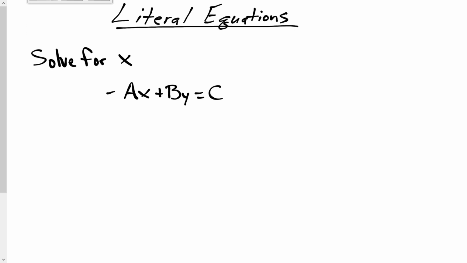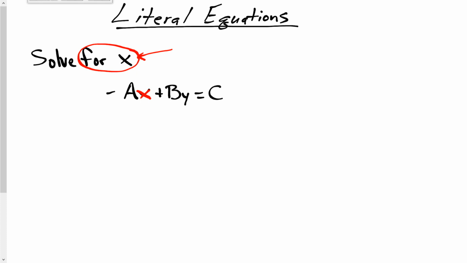All right, so we're going to look at this literal equation here, negative ax plus by equals c, and it says to solve for x. So there's a few things we need to do that we kind of talked about in class before we solve for x, and that's to identify the variable. Right here tells you the variable you need to solve for, and that's x.